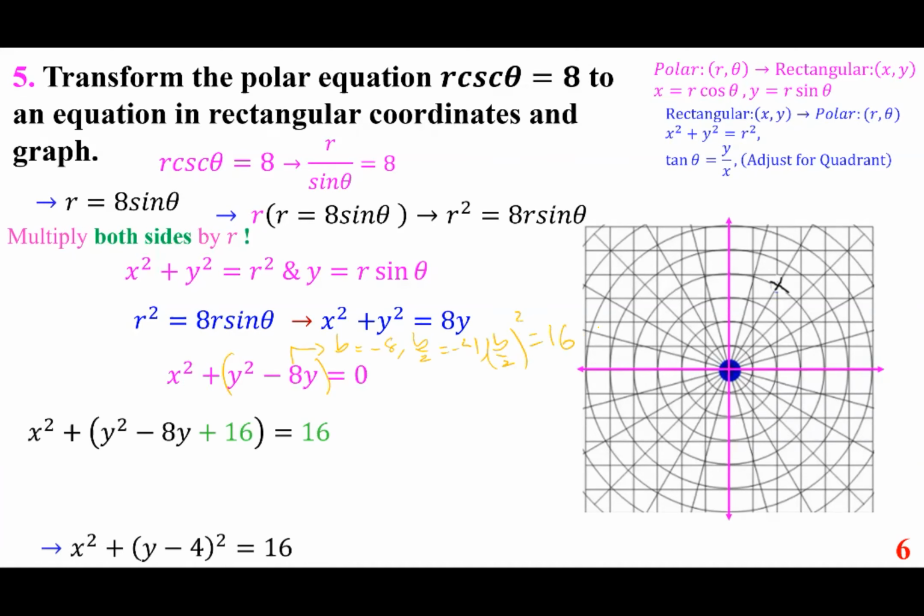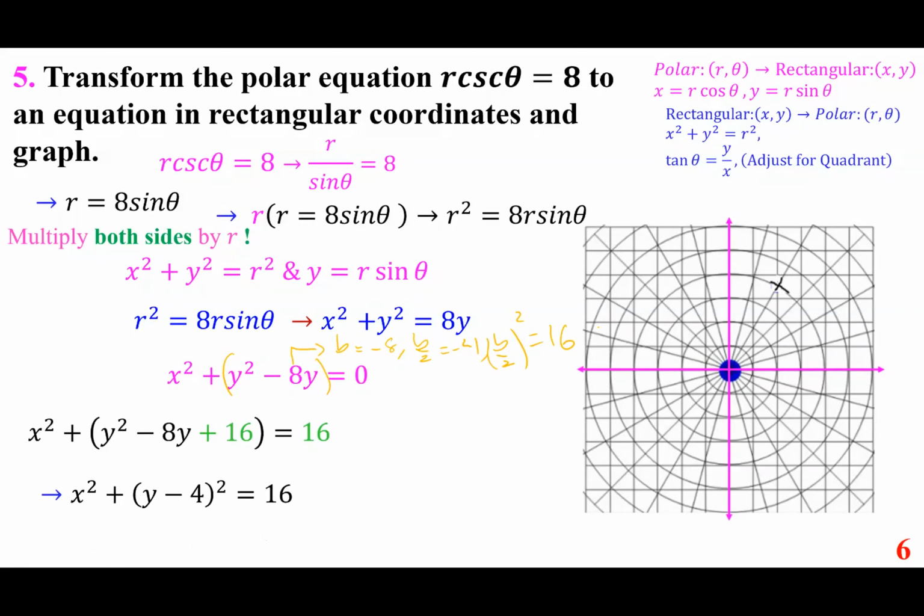And we write it in this format. Again, equation of a circle. So x squared plus y minus 4 quantity squared equals 16. That's a circle centered at 0, 4. The radius is square root of 16 or 4. So this is the center, and this is the circle.